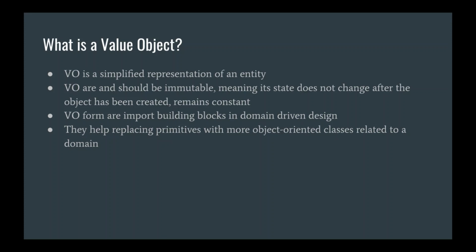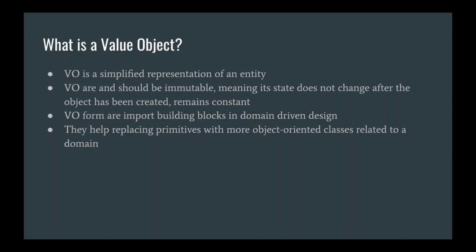So a value object is a simplified representation of an entity. So you can have an entity instance with simplified fields populated. That will represent an entity in the DB, and you can use that value object to retrieve data or to update an entity based on that value object.